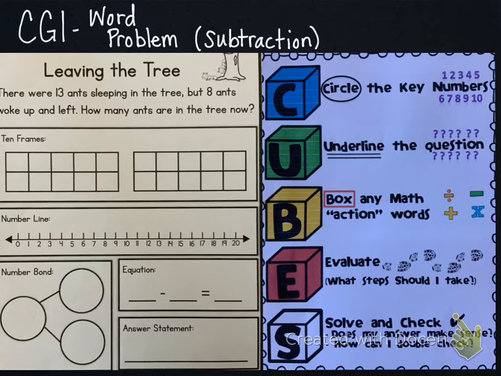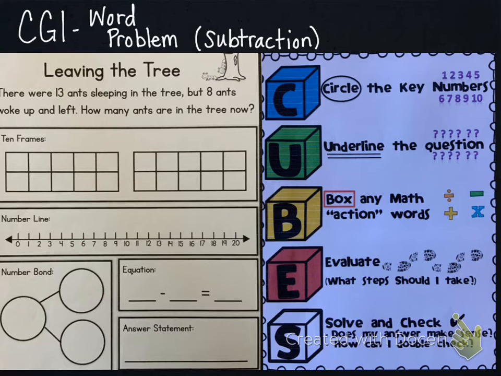Okay, so I'm going to read the problem to you twice. The first time I'm going to read it right through, and then the second time we're going to go a little slower, and we're going to start finding those areas that we need to circle, underline, and box. All right, so the title of our problem is Leaving the Tree. There were 13 ants sleeping in the tree, but 8 ants woke up and left. How many ants are in the tree now?